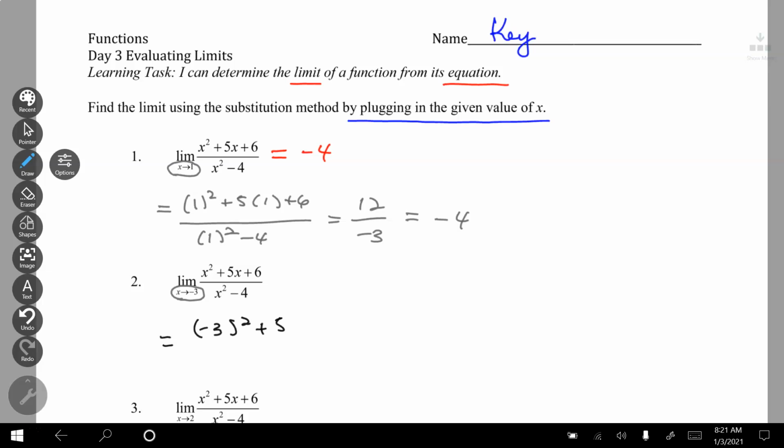Okay, for the second problem, I'm going to plug in -3, and I write it all out. Notice I use parentheses when I plug in a number for x, especially with negatives, because I want to make sure a negative number squared is still positive. If you plug it in without parentheses in your calculator, you're going to get a negative. And the top becomes 0, and the bottom becomes 5, and 0 over 5, I like 0 over 5. That's just 0. So that limit is equal to 0. Okay, not too bad right now.